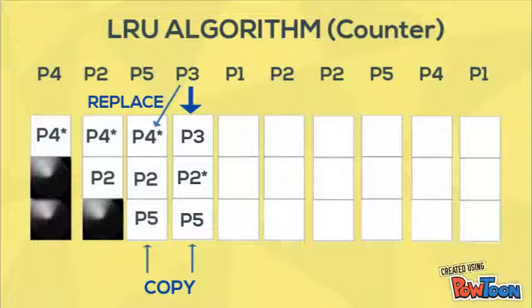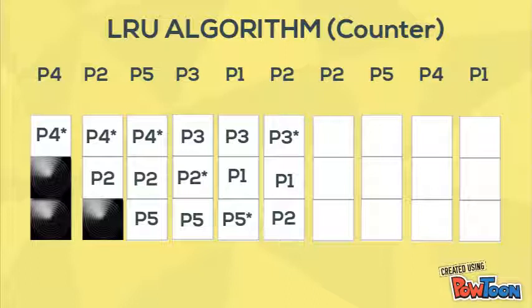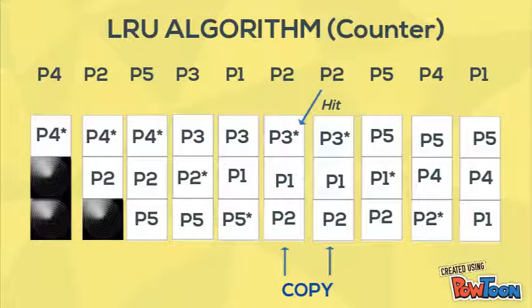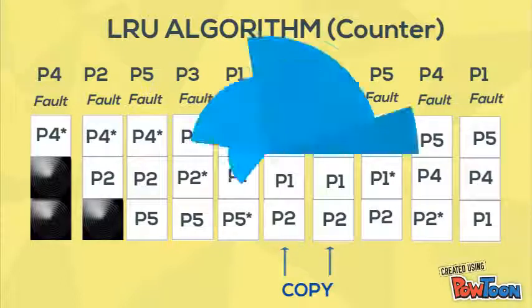Then just copy the remaining pages from column 3. And we will move the asterisk to P2 because it is now the first. Let's do the same in columns 4 and 5. Since the next page that will be placed is the same as one in the column, we will just copy the entire column and put hit to it. And we will fill up the rest of the columns using the method that we used on the other columns. And then put fault at the rest of the columns except the one with hit.